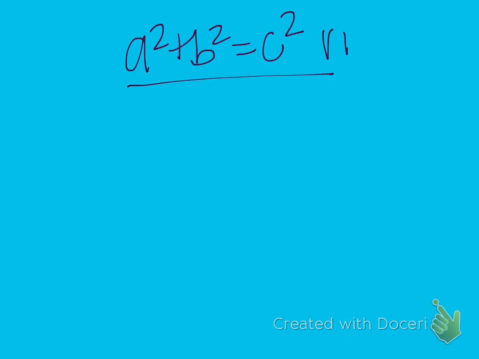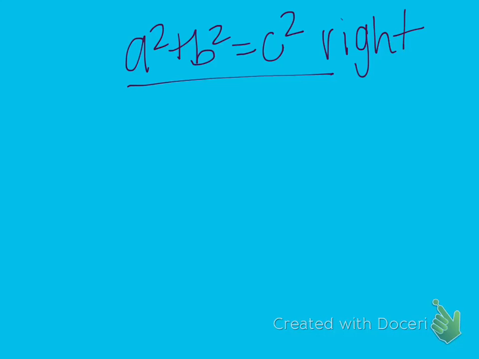This is learning target 7.2, determining if a triangle is right, acute, or obtuse, using the Pythagorean theorem. So first we're just going to do a quick review. We have our Pythagorean theorem: a squared plus b squared equals c squared. And one thing we know about the Pythagorean theorem is that it is only true if it is a right triangle. So if this is true, then we know that it's a right triangle.